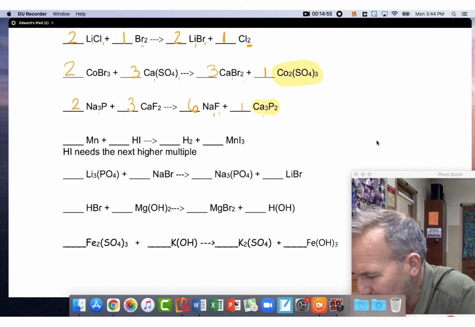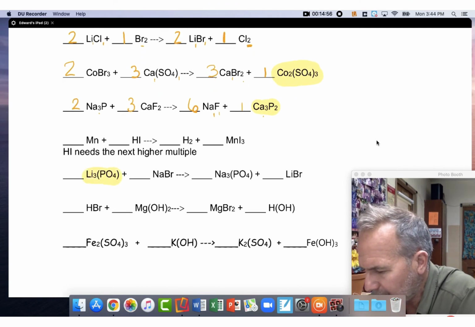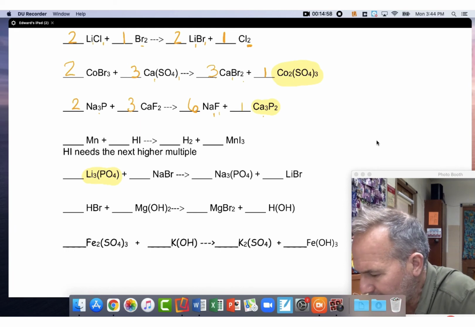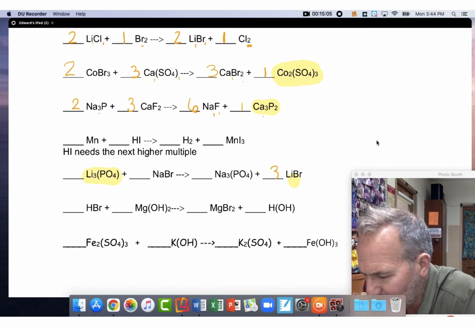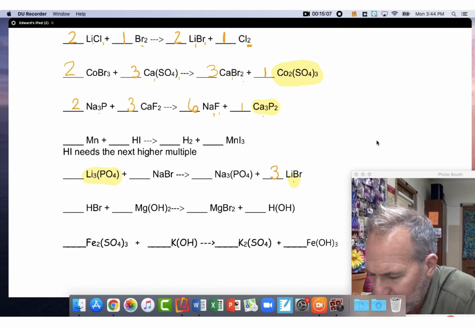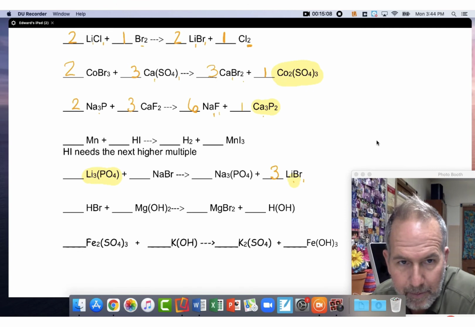So we're going to probably start with, it doesn't matter. These 2 look about equal. We're going to start with this one, I guess. So we have 3 LIs on that side. So we have a 1 here. Oops. So I'm going to put a 3 in front. That gives me 3 LIs. That also gives me 3 BRs.